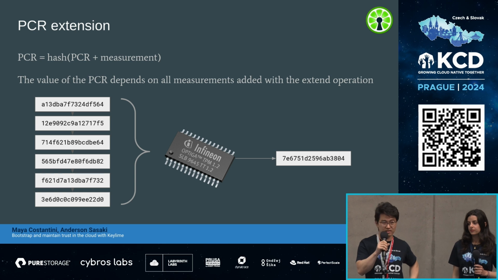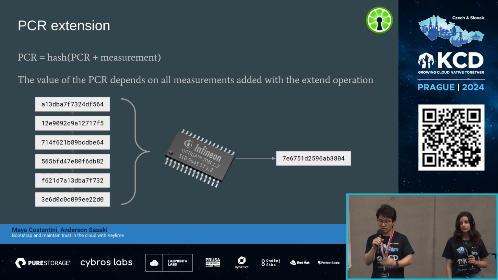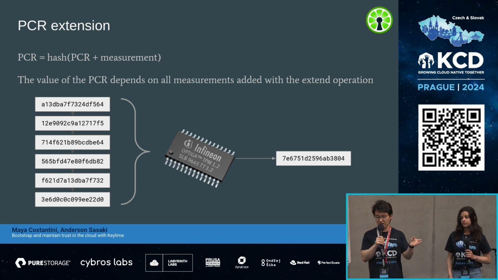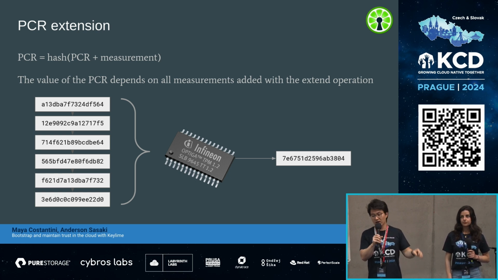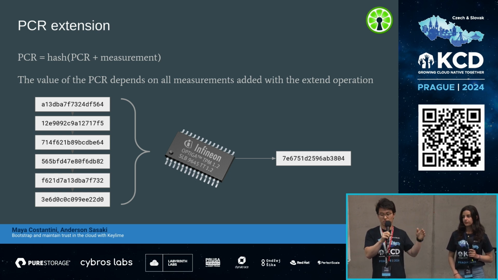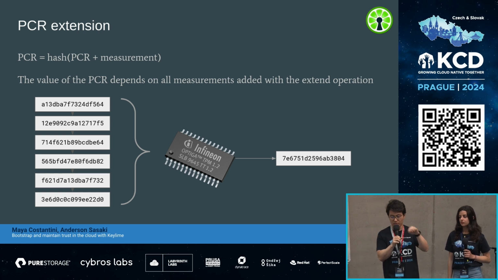So how does the TPM store the measurements? It's through an operation called the PCR extension. The PCRs can only be modified using this operation. Basically, you replace the value of the PCR with the previous value concatenated with the new measurement, and then you hash everything and put it back into the PCR. So it creates a structure similar to a Merkle tree, where the final value depends on all the values that were added before when you were measuring.